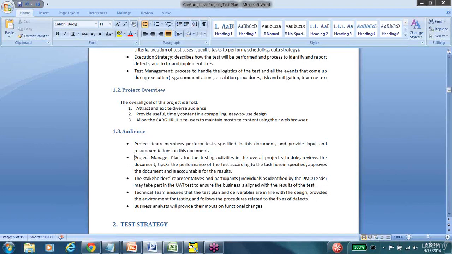The next thing is, it says that the project manager will plan for the testing activities and the overall schedule. They're going to review the document, track the performance, approve the document, and is accountable for the results. Now, project manager is accountable for the results. Do you think that adds up in the big picture? Why do you think project manager is accountable for a QA team's results? Do you think that adds up, team?